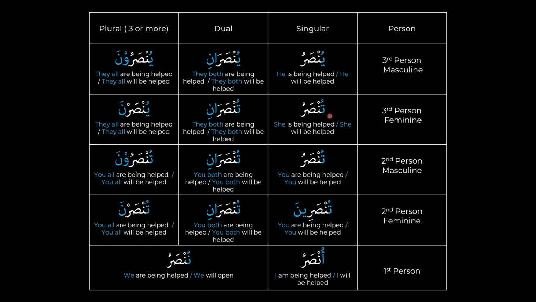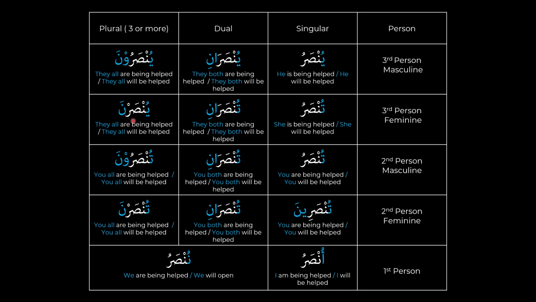And then same thing with the feminine form. So third person feminine singular is now going to be tunsaru instead of tansuru, because now the ta has a dhamma on it and the second letter has a fatha on it, and you have the ta for femininity, so this becomes she is being helped or she will be helped. And then same thing here with the third person feminine dual form, it becomes tunsarani, ta again with a dhamma, second letter with a fatha, and the ani ending for dual, so this becomes they both are being helped or they both will be helped.